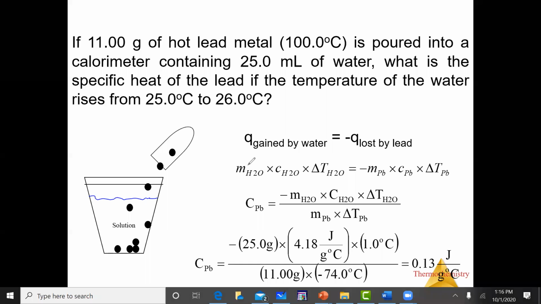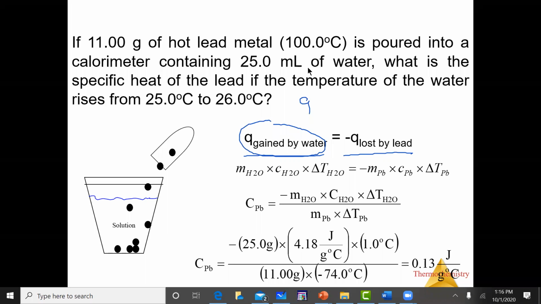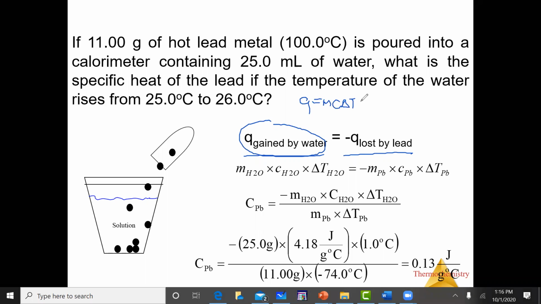So we'll start with our water information, and here's a big equation that says the Q gained by the water is equal to the negative Q lost by the lead. They've put it all into one thing here. We can just start with this if we want to. So we know that the heat gained by the water, Q, is going to be equal to MC delta T.